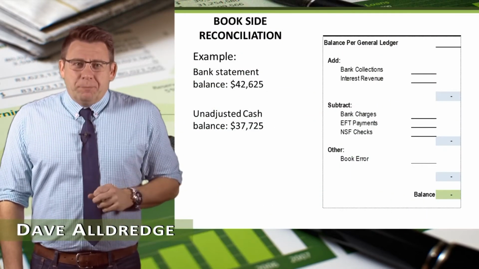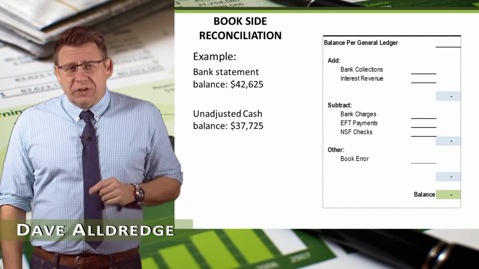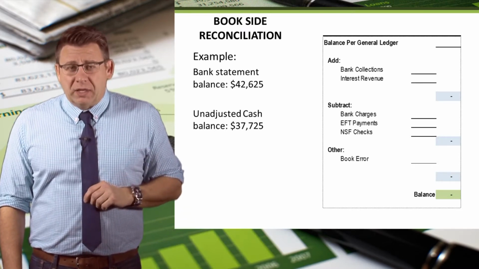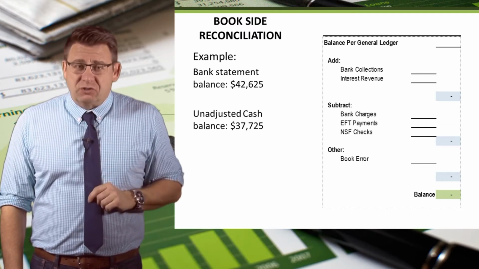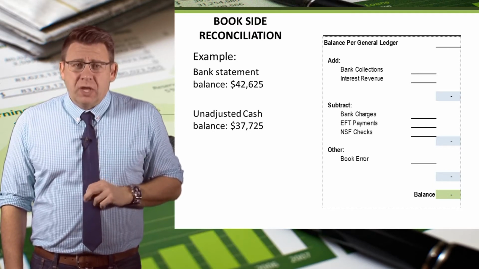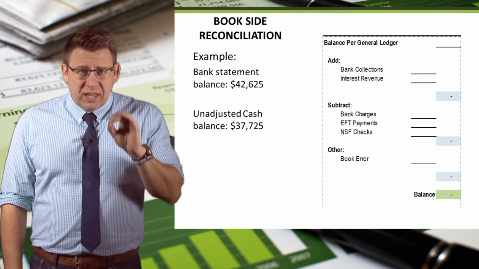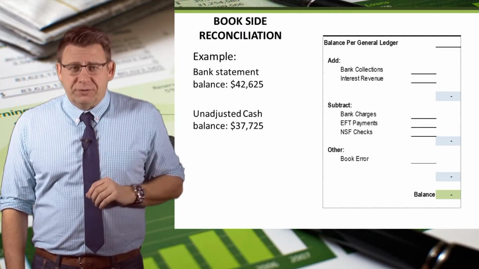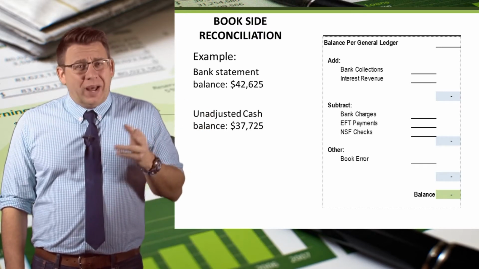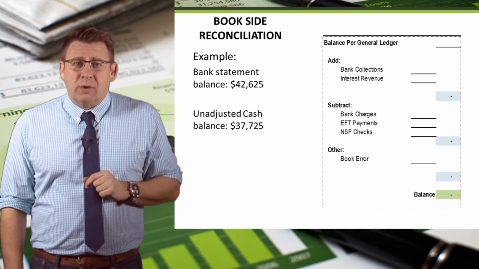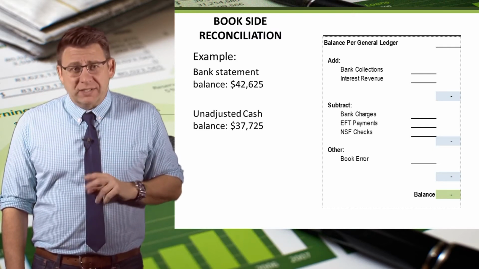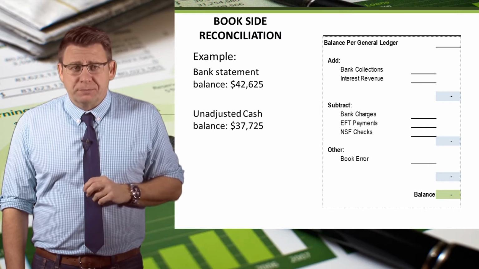Let's look at this example. The bank statement balance is $42,625, and the unadjusted cash account balance, which we get from the unadjusted trial balance, is $37,725. Because of timing differences, these balances will be different. Looking at the two, can you tell which is correct? No, actually you can't. And in fact, it's a trick question because it's likely our actual cash balance is something different than either of those numbers.